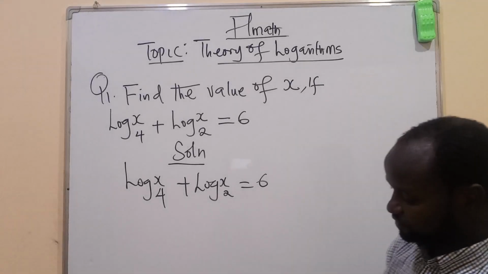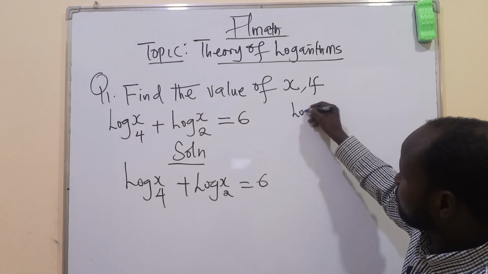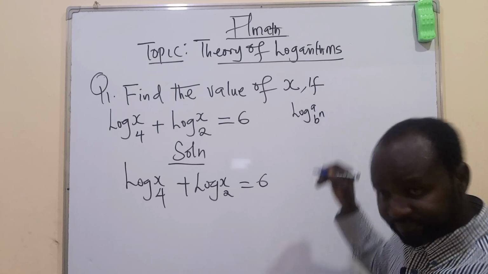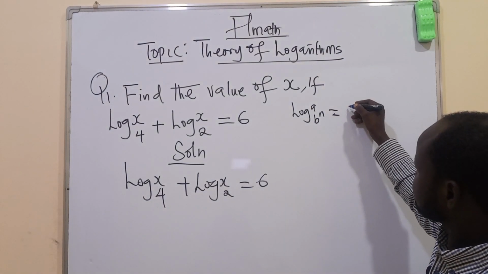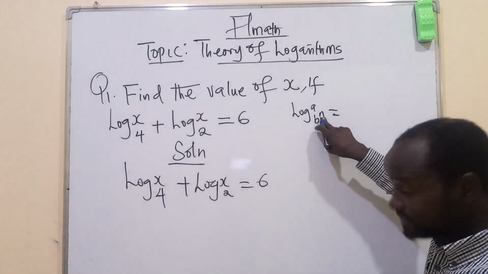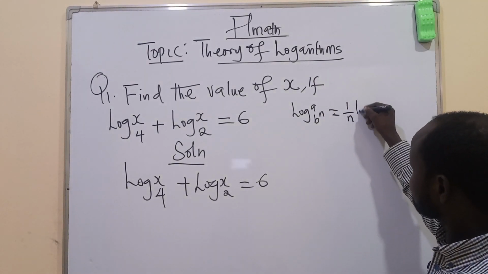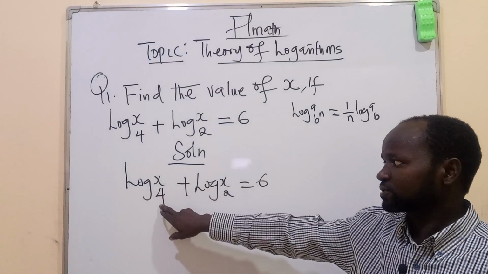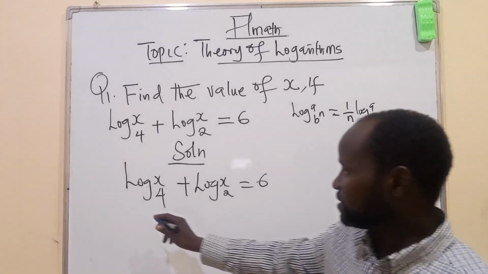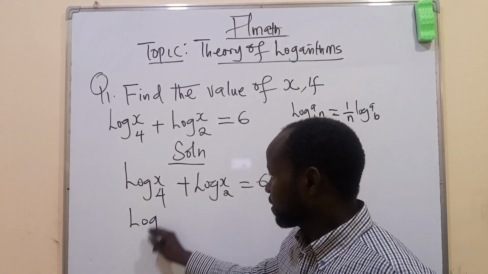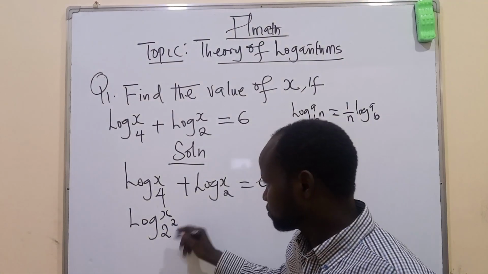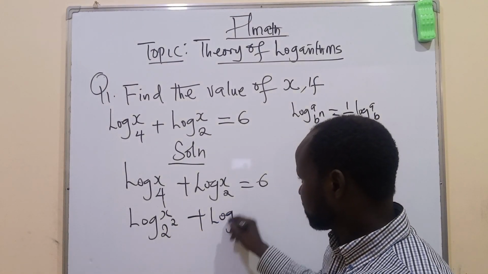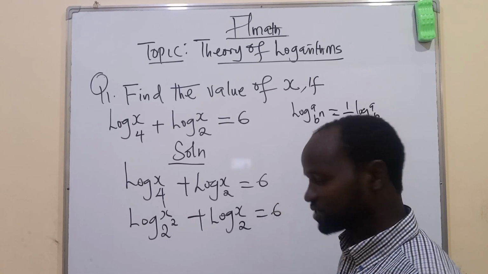Recall from one of the laws of logarithm, if you have log a to base b power n, to remove this n here, this is the same thing as 1 over n log a to base b. I can apply this law to this log x to base 4. What does that mean? It means I can write this as log x to base 2 power 2, because 2 power 2 is the same thing as 4, plus log x to base 2 equals to 6.